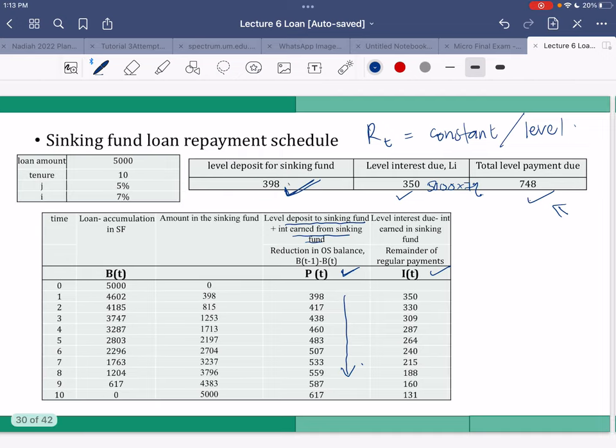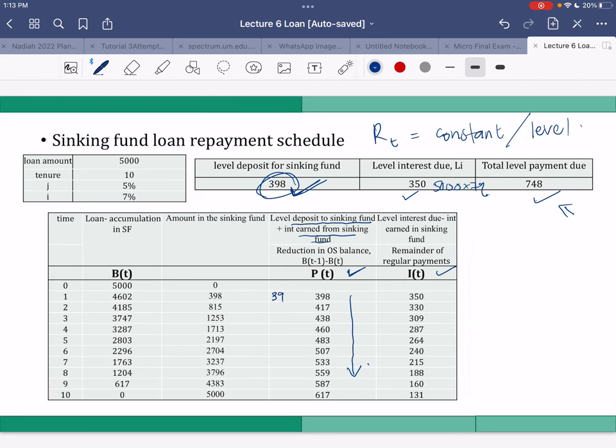is 398. Here for the first year you just have 398. You don't have any deposit at time 0. You don't have any money in the sinking fund, so there is no interest earned from the sinking fund, so the interest earned is 0. So your PT is simply 398. But the second one, you have 398 plus a certain amount. This interest earned from the sinking fund will keep on increasing because your sinking fund, this is the amount in your sinking fund.